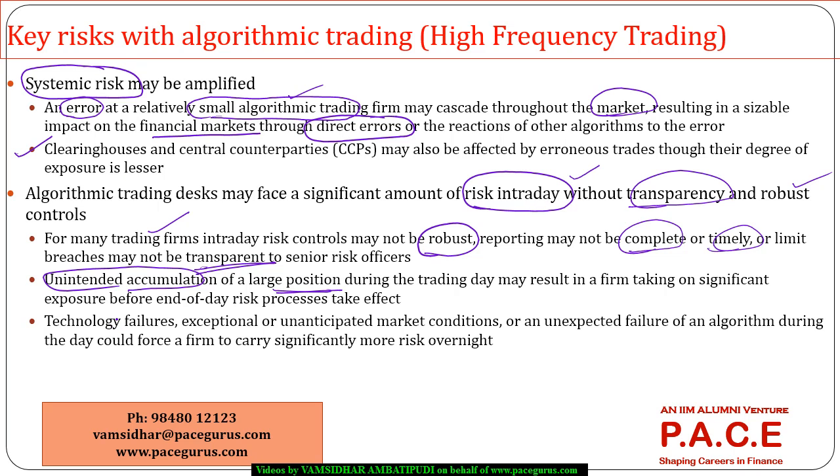Sometimes there are other operational aspects like technology failure, market conditions swinging hugely away from the intended movements, exceptional and unanticipated movements, or an algorithm failing very badly, which means a significant amount of risk is taken up by these algorithmic trading firms. So these are some of the risks exclusive to algorithmic trading activity itself.